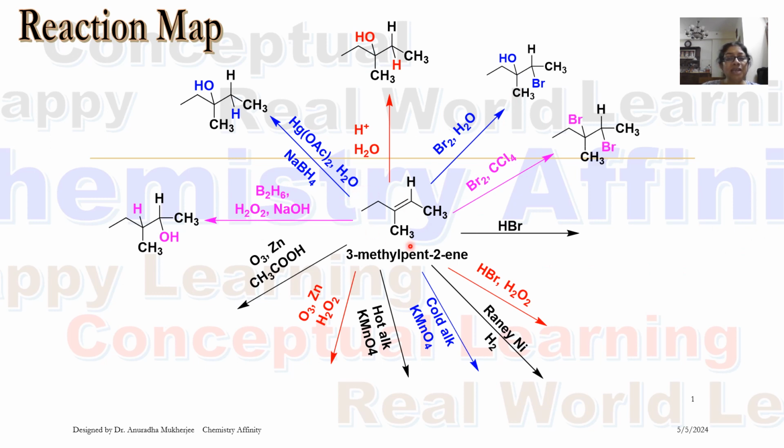When we treat this alkene with bromine in carbon tetrachloride, here also a cyclic bromonium ion forms and then we get trans addition, meaning vicinal dihalide.